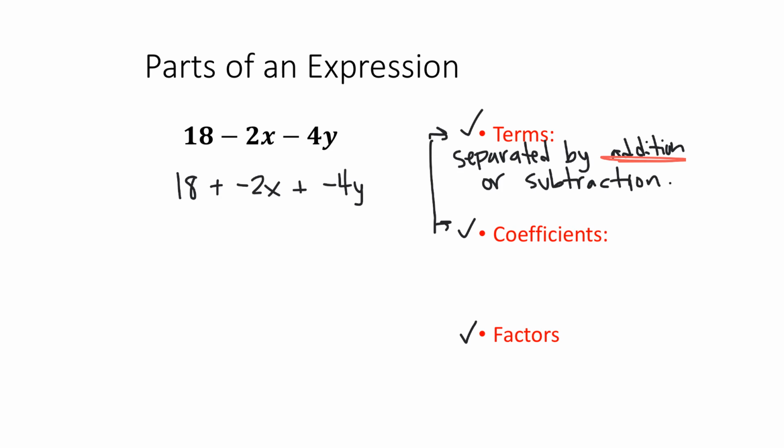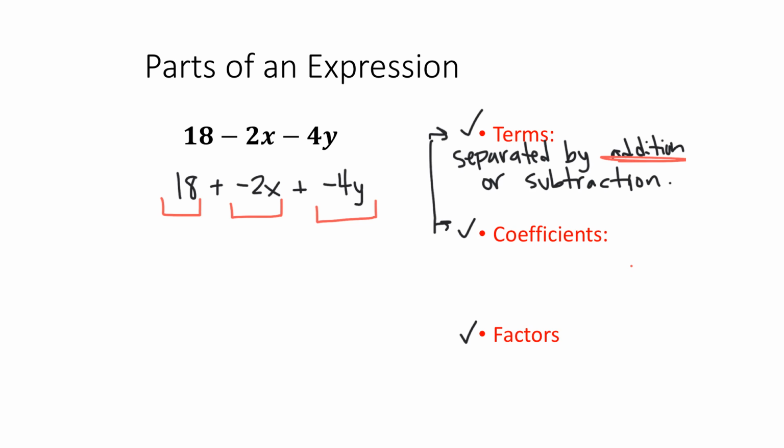And so the way that this works is that 18 here is a term, negative 2x is a term, and negative 4y is a term. So when we look at terms, we look at the different pieces of an expression that are separated by some kind of operation, such as addition or subtraction. We don't talk about it being separated by multiplication, only separated by addition and subtraction. But as we saw before, we always want to incorporate that negative or that subtraction with the previous or the next part of the expression.